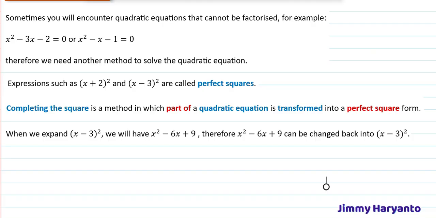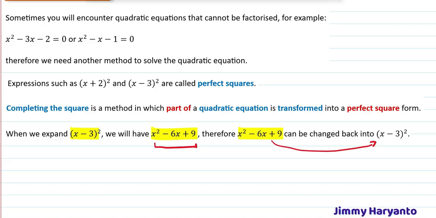When we expand (x minus 3) squared, this one, yeah, the perfect square, we'll have x squared minus 6x plus 9. So x squared minus 6x plus 9 is also called a perfect square. Yeah, that means if you have this, you can revert it back into (x minus 3) squared. Okay, that is the idea.